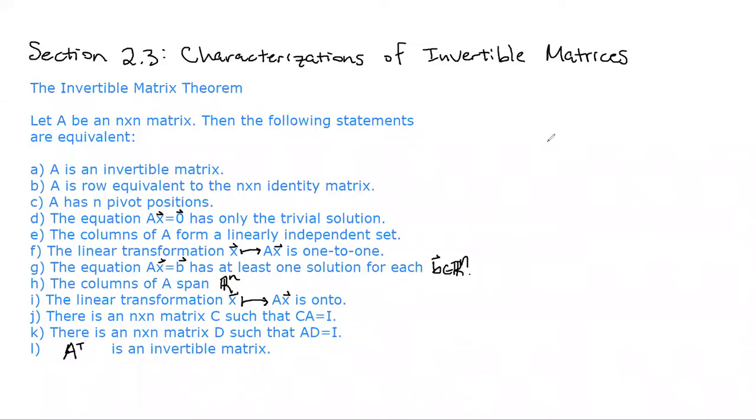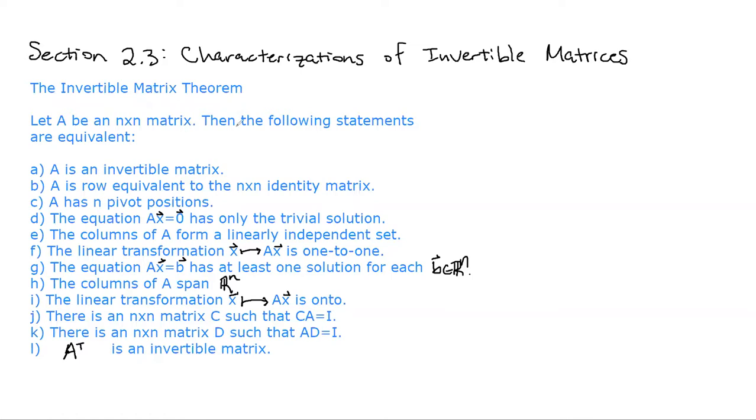Today we'll be talking about section 2.3, characterizations of invertible matrices. Specifically, we'll be looking at the invertible matrix theorem. The invertible matrix theorem ties together a lot of the concepts that we've been talking about all term into one central location. So let's take a look at what this is.